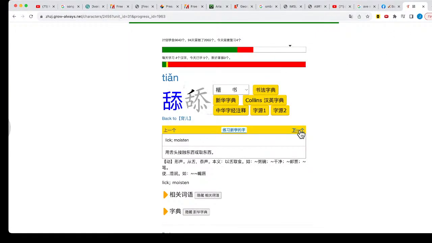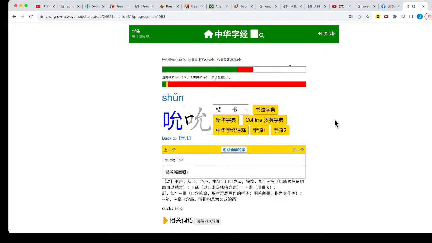Next one. 吮, 吮 means suck. Okay, basically you kind of round up your mouth, okay, and do this suck action, okay, suck, 吮.